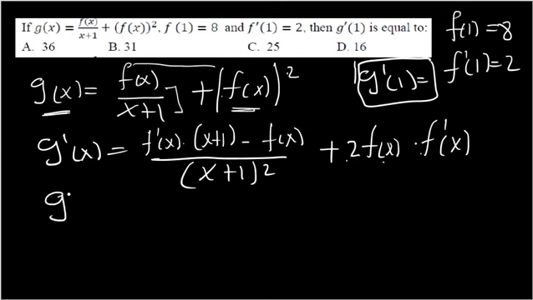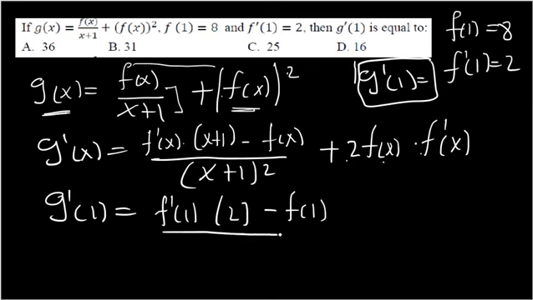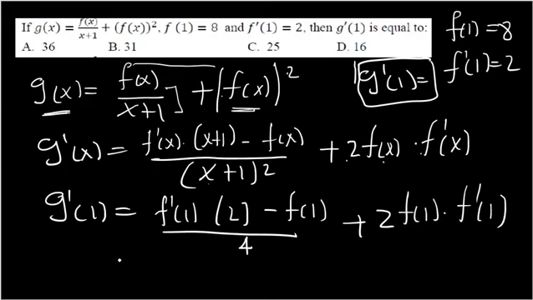Therefore, let us substitute now. G derivative at 1 means when you substitute 1 in every x place, this is going to be f derivative at 1 times 2, because 1 plus 1 here, and minus f of 1, the whole over, again 1 plus 1 will be 2, the whole square will be 4, and don't forget here, plus 2 times f of 1 times f derivative of 1. Then let us substitute everything. In place of f derivative of 1, we can substitute 2. 2 times 2 will be 4, minus, then f of 1 is 8 over 4.